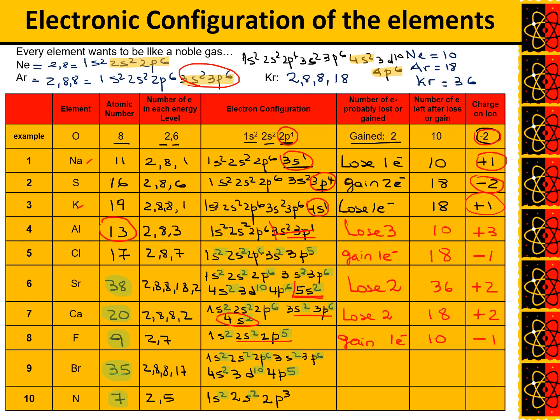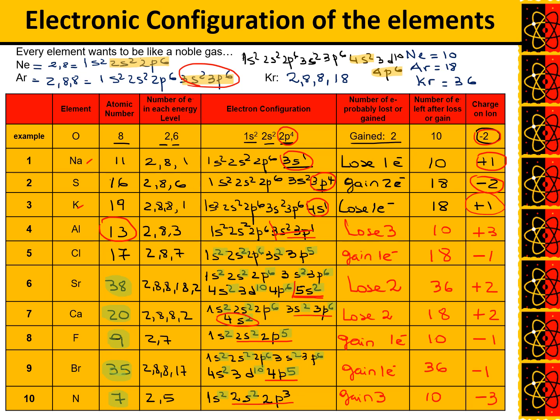The bromine has P5, so it's going to gain 1 electron, and it's going to end up with 36 electrons, and it's going to be -1. And the last one is P3. It can lose these 5 electrons or gain only 3, so it's going to gain 3, and it's going to end up with 10 electrons, and the charge is going to be -3.